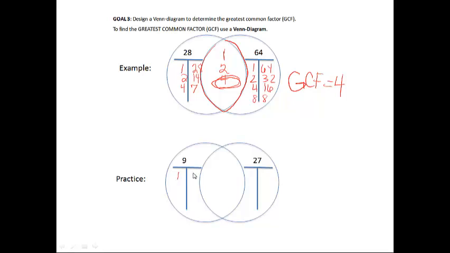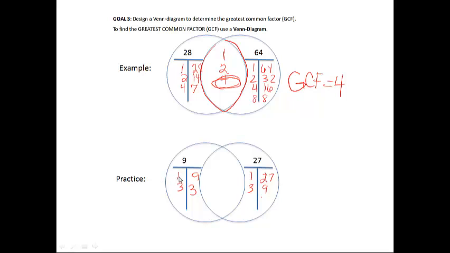Alright, here we go. 1 and 9, 3 and 3. Quick and easy. 1 and 27. Fix that too. 3 and 9. 4, no. 5, no. 6, no. 7, no. 8, no. And then I'd go back up to 9.